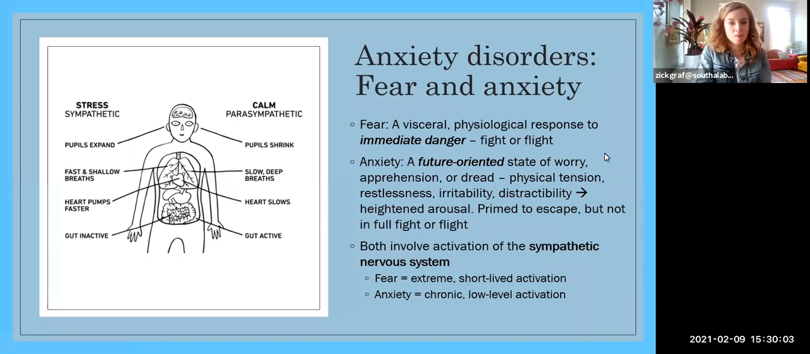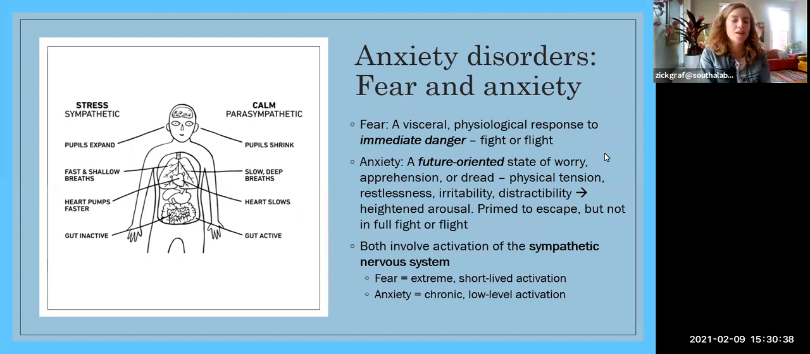When we talk about the predominant emotions that are dysregulated in anxiety disorders, the main ones are fear and anxiety. Fear is a visceral physiological response to immediate danger. It's what your nervous system does when your life is imminently being threatened, when there's a clear and present danger in your environment. Fear is an activation of your fight or flight response. It's your sympathetic nervous system completely taking over all of your body's functions and redirecting all of your body's energies to survival.